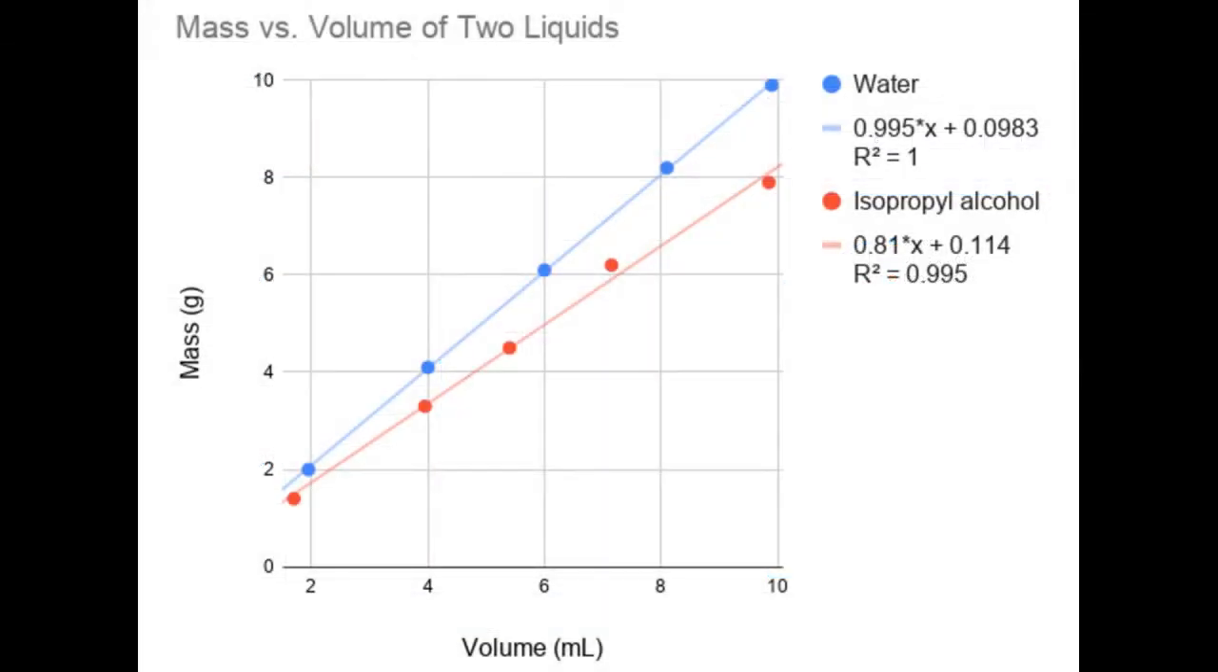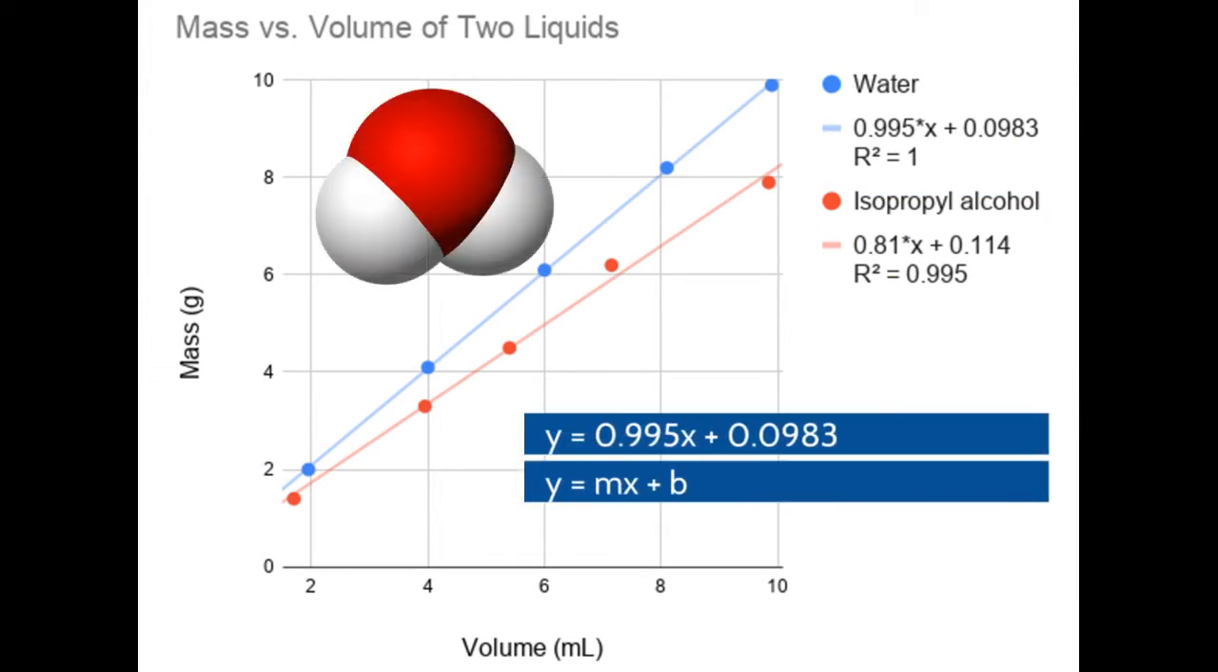Okay, so as we analyze the two equations that we have now displayed on our graph, we see that for water, the equation is listed as 0.995x plus 0.0983. So this is written in the form of y equals mx plus b. It just doesn't show you the y. So the mx is 0.995x. That means that the slope, m, equals 0.995.